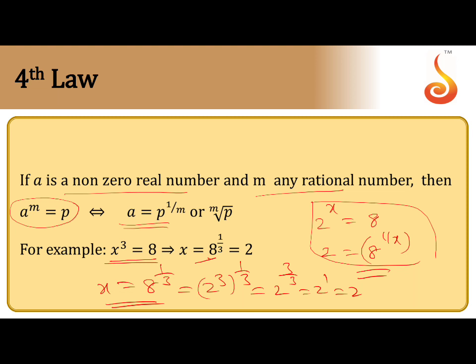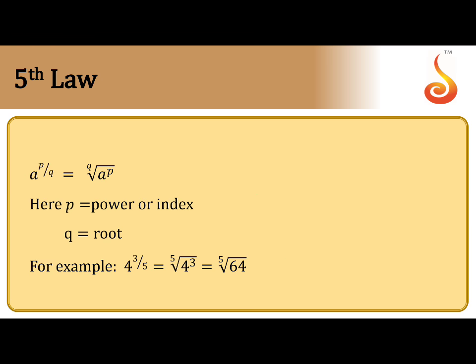I hope that's clear now. So this is not like this. This is just me explaining. Now, is it clear? That is the way to solve the question. So now the property you have to remember: a power m is p, and a equal to p power 1 by m. Clear? Move to next.